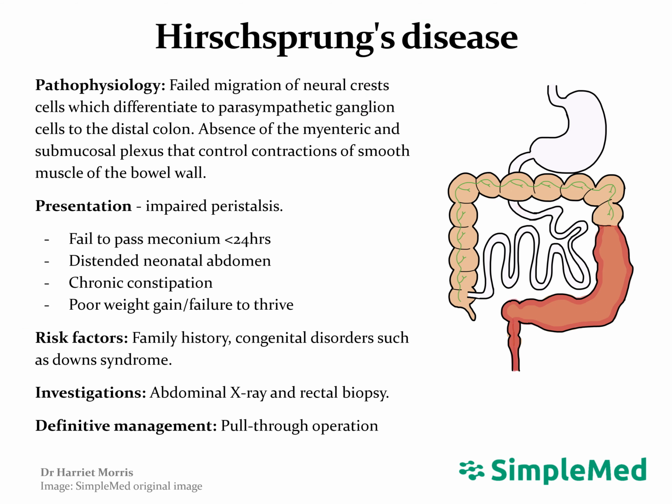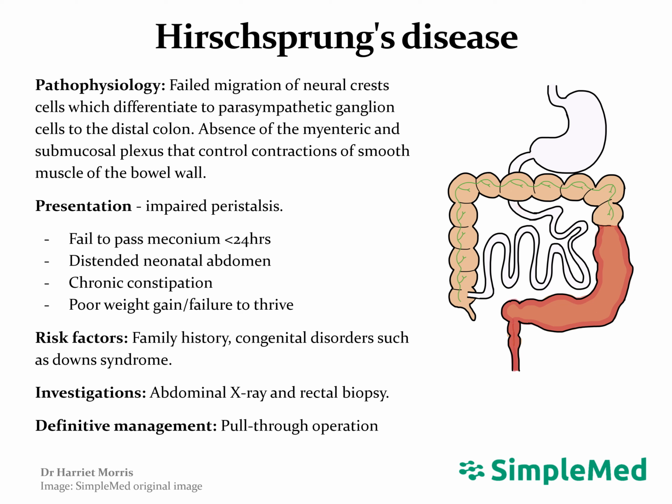If a neonate is seen with a distended abdomen, constipation, failure to thrive, or a history of not passing meconium within the first 24 hours of life, Hirschsprung's disease should be considered as a diagnosis. In Hirschsprung's disease, neural crest cells, those primitive nerve cells that we discussed before, fail to migrate down the length of the gut tube during development. This leads to absence of myenteric and submucosal plexus in the distal bowel, and therefore peristalsis is impaired, and the stool is unable to pass through the bowel properly.